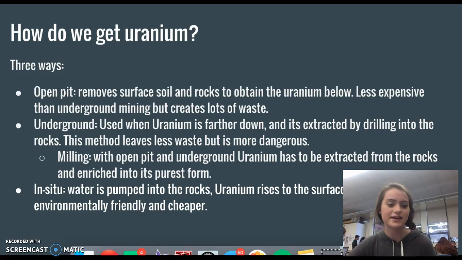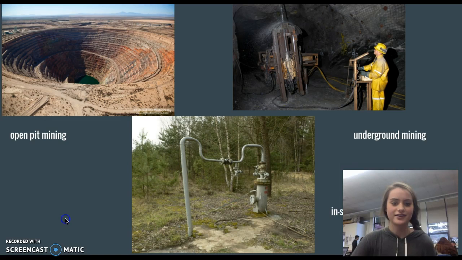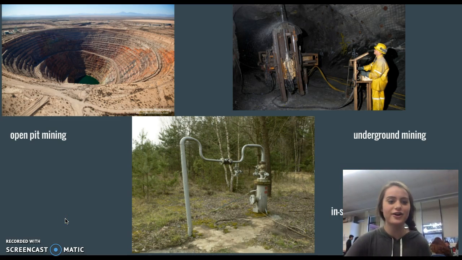And then the last method is in situ, which is the most environmentally friendly and cheapest. And it's when water is pumped into rocks and the uranium will rise to the surface and then it is filtered out. And here's photos of open pit mining, underground mining, and in situ mining.